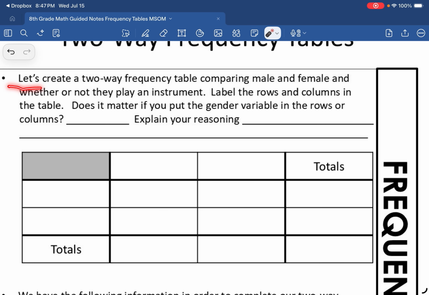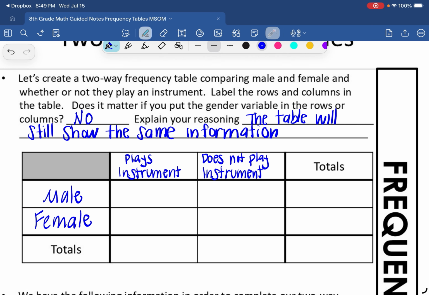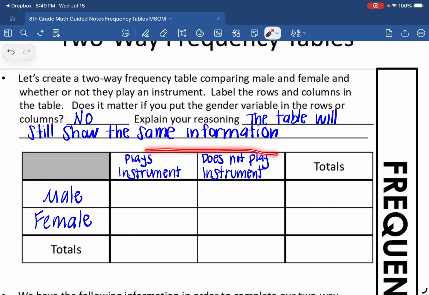Let's create a two-way frequency table comparing male and female and whether or not they play an instrument. Label the rows and columns in the table. Does it matter if you put the gender variable in the rows or columns? The answer to that is no. So I can put male and female here, or I can put male and female here. It does not matter. So I put plays instrument and does not play instrument here on the top, and male and female here on the side. But again, it doesn't matter if you switch positions of those.